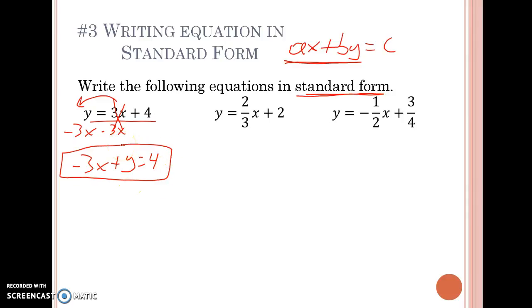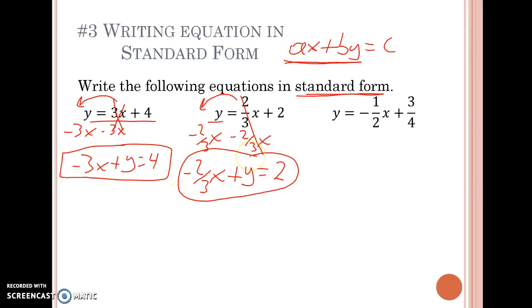So we can continue that with this one. We really want to get the x and the y on the same side. So I'm going to move the 2/3 x over here. So I'm going to subtract 2/3 x from this side, and I'm going to subtract 2/3 x from this side. And so those will disappear, and I'll have -2/3 x plus the y value, which is up here, that equals 2.